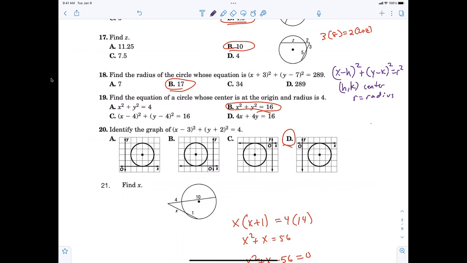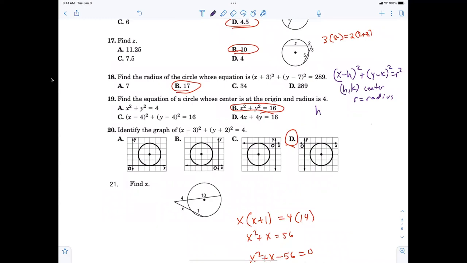Do we have any questions with 19? Say that again. Yeah, well, if the center's at the origin, h and k are both 0. Right? So that's why it's x minus 0 squared, or just x squared, right? So is origin just 0, 0? That's correct. Very good. The origin is 0, 0. And then is everybody okay with 20?